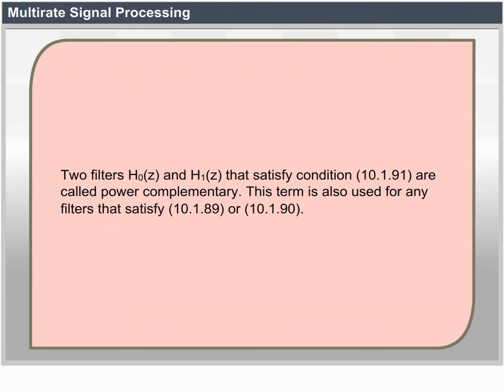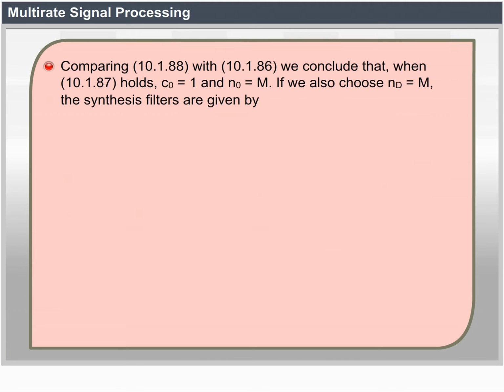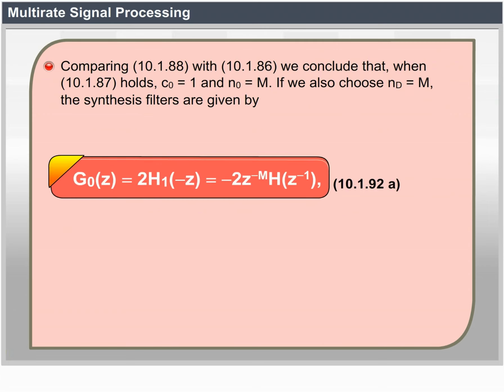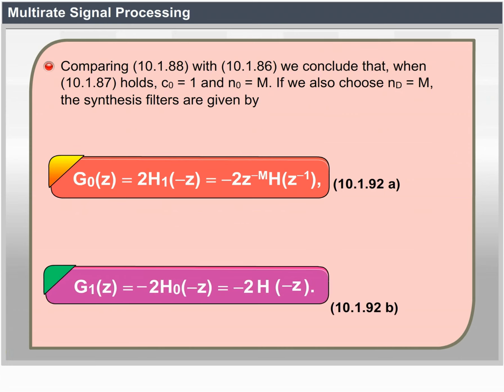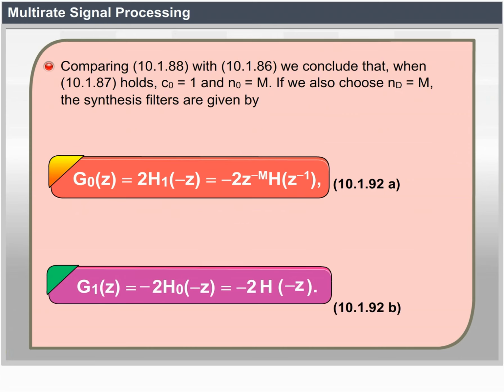Comparing 10.1.88 with 10.1.86, we conclude that when 10.1.87 holds, c0 = 1 and n0 = M. If we also choose nd = M, the synthesis filters are given by G0(z) = 2 H1(-z) = -2 z^-M H(z^-1), called equation number 10.1.92a, and G1(z) = -2 H0(-z) = -2 H(-z), called equation number 10.1.92b.